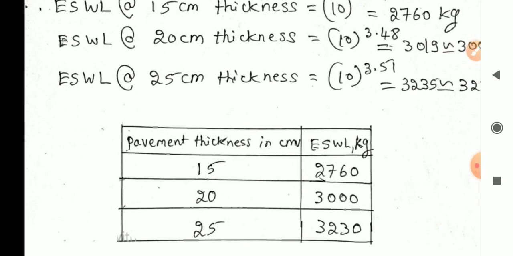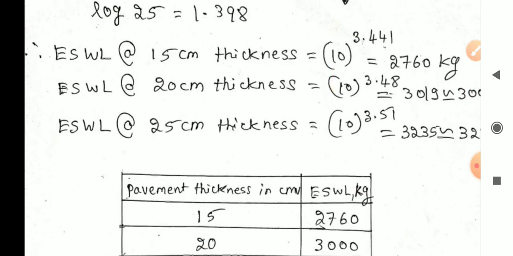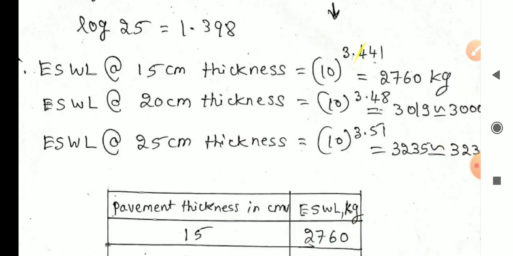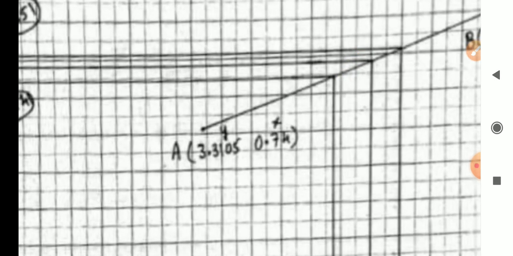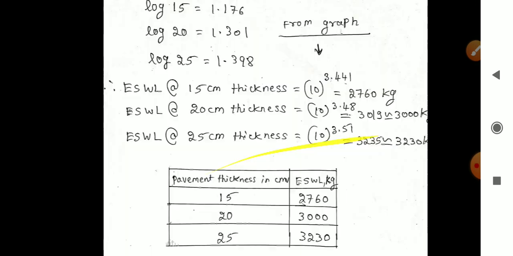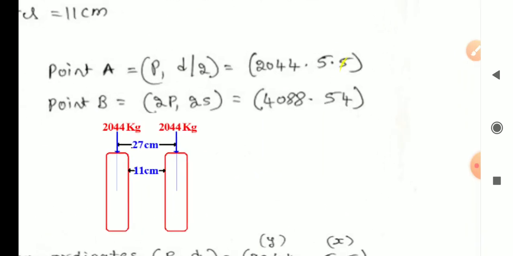So first we have to convert to log, after that anti-log. So first part is log, so here it is anti-log. 10 to the power of 3 point something means anti-log. Okay, so the main thing here is we have to plot the point A and point B coordinates. So already I said point A, point B coordinates.